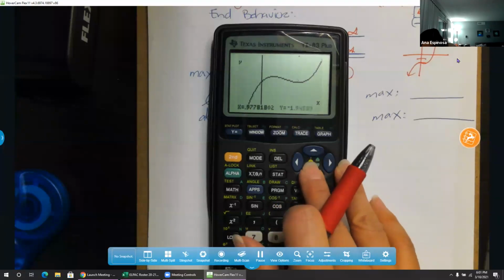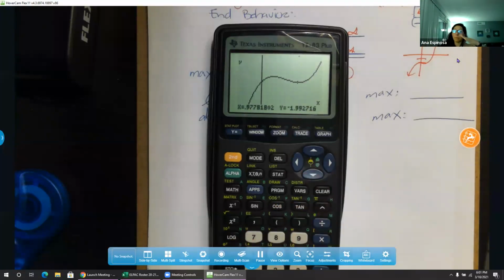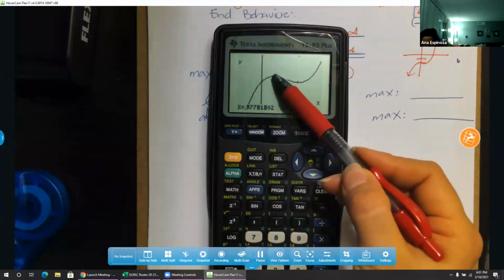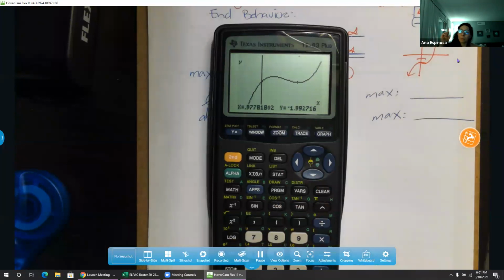If I go down that curve, it is a minimum. Technically, because that curve has only one maximum and one minimum, that one maximum and that one minimum is the local max and the absolute max. So that point right there will both be the absolute max and the local max.